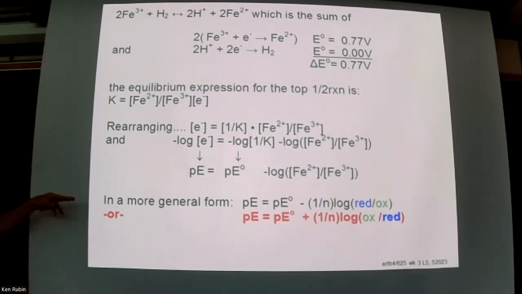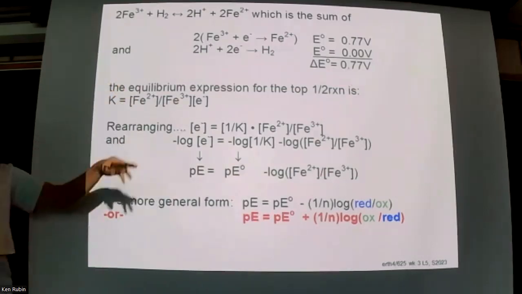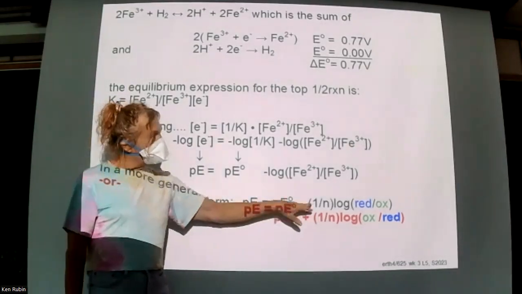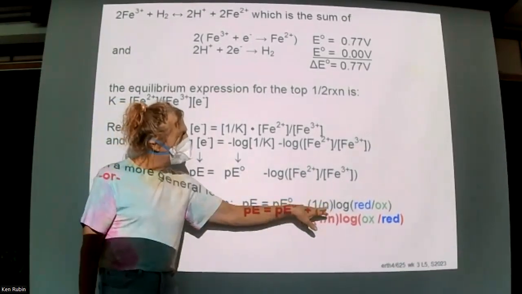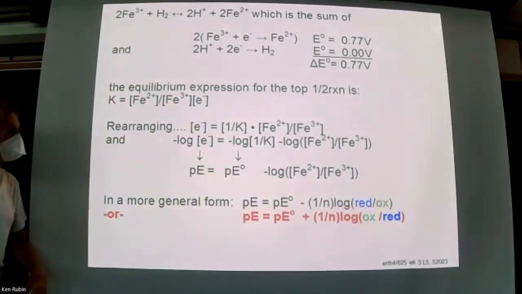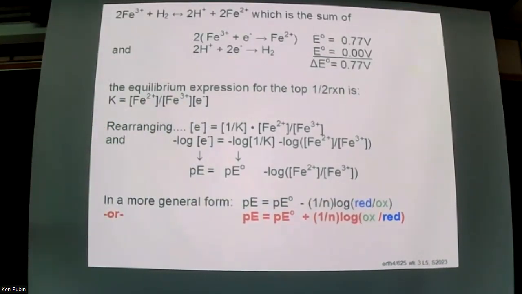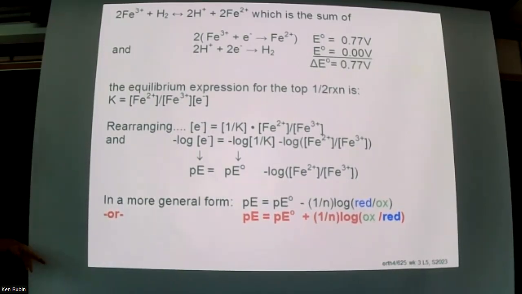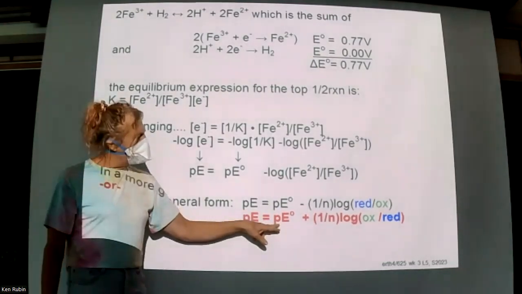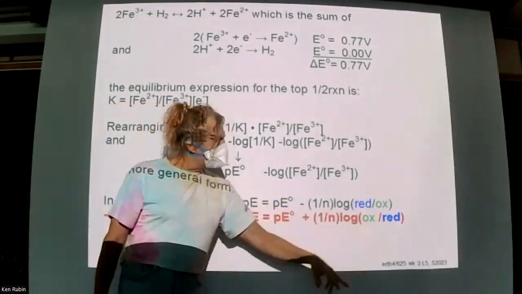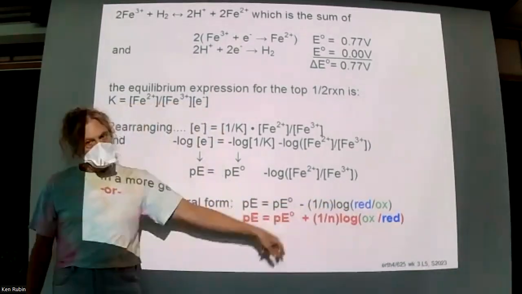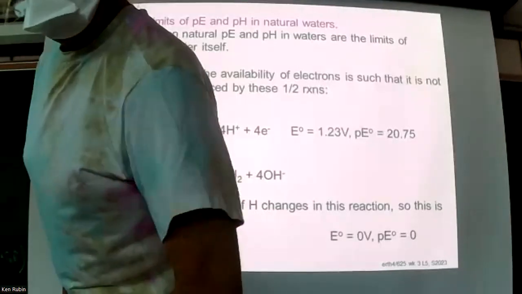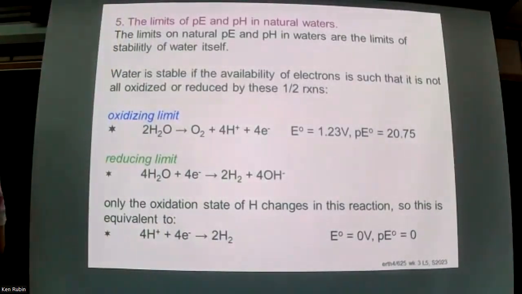So if we generalize this equation for cases where there's more than one electron being transferred, then we just have pE equals pE naught minus 1 over n, however many electrons being transferred, times the log of the reduced over the oxidized form, or more commonly written, where we flip the direction of the half reaction, pE equals pE naught plus 1 over n log oxidized over reduced. So by flipping these two things, we just flip the sign. And that's just algebra of logs. Okay, so that's how we get pE.